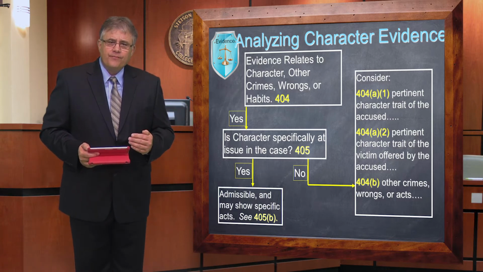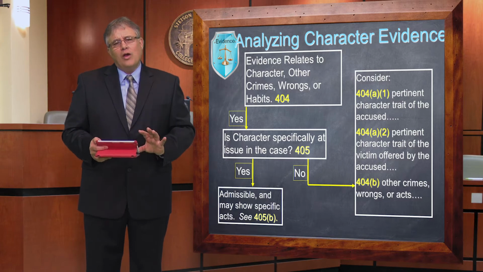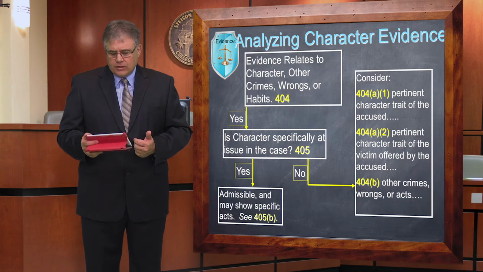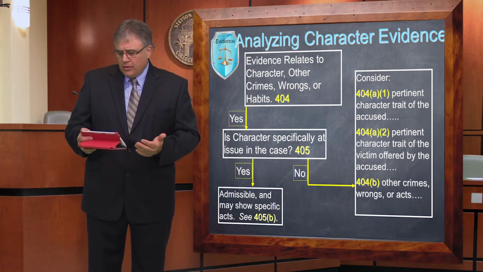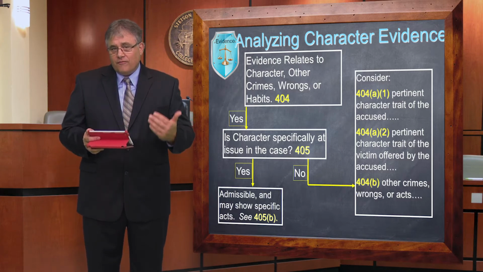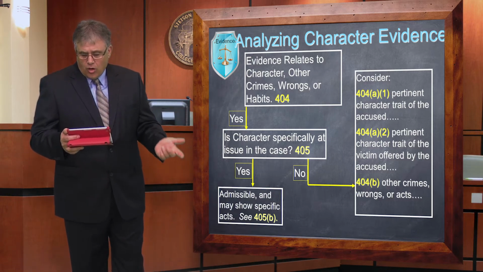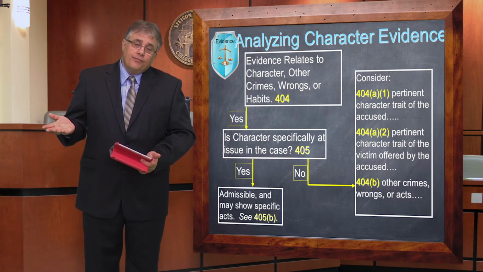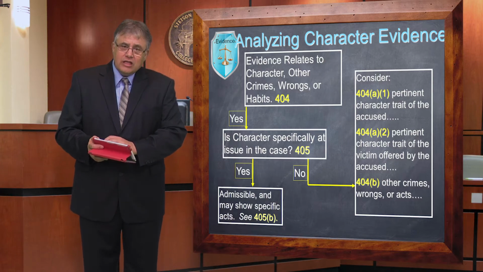If they do, there are two ways that the accused can open the door, and then there's one way that the state can open the door based upon a non-character theory of relevancy. And you'll see those outlined over here in this box. It's 404A1, the pertinent character trait of the accused, 404A2, the pertinent character trait of the victim offered by the accused, and then 404B, other crimes, wrongs, or acts, often referred to as the non-character theory of relevancy, 404B evidence, if you will. So let's look at each of these in turn.